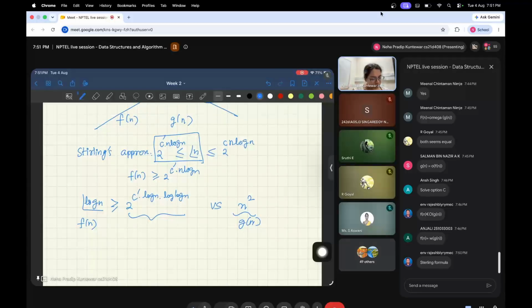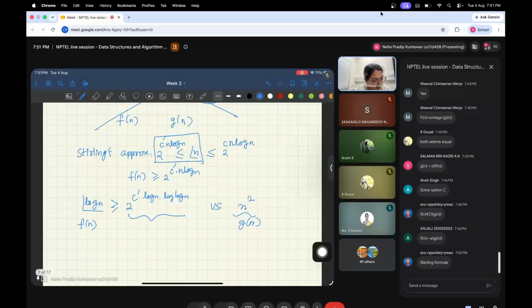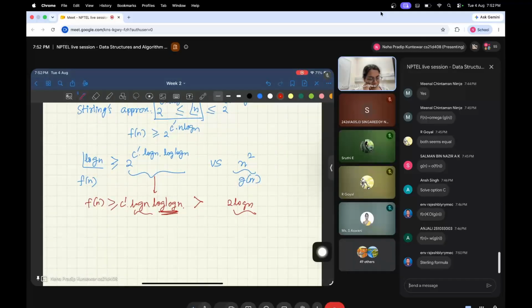We'll do the same thing that we did earlier. You take log on both sides. You get log n times log n times some constants, and here you get 2 log n. So clearly this is a much larger function, because log n with log n is comparable, but this is a much larger term. So you have that log of f of n is strictly greater than c times log of g of n.